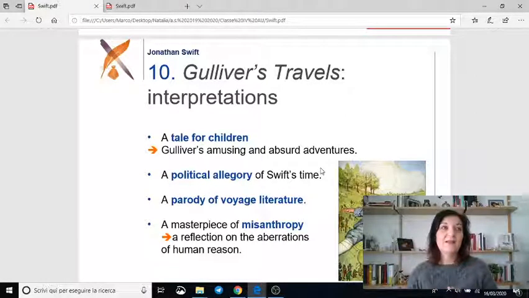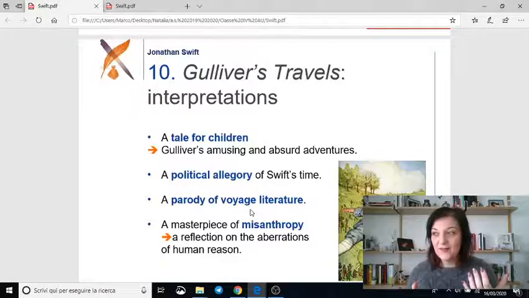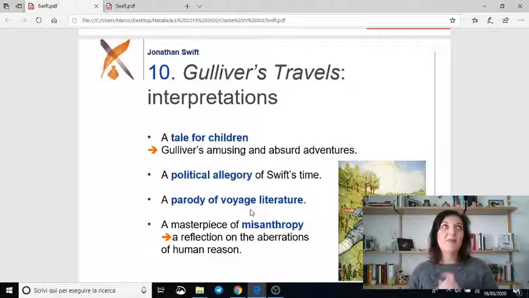Then it is obviously a parody of the voyage literature, of the travel literature. Una parodia della letteratura di viaggio, ok? Because it mocks its characteristics, the possibility of man to see very absurd and strange things. It mocks this type of literature, as I have just said. And then it is obviously a masterpiece of misanthropy.